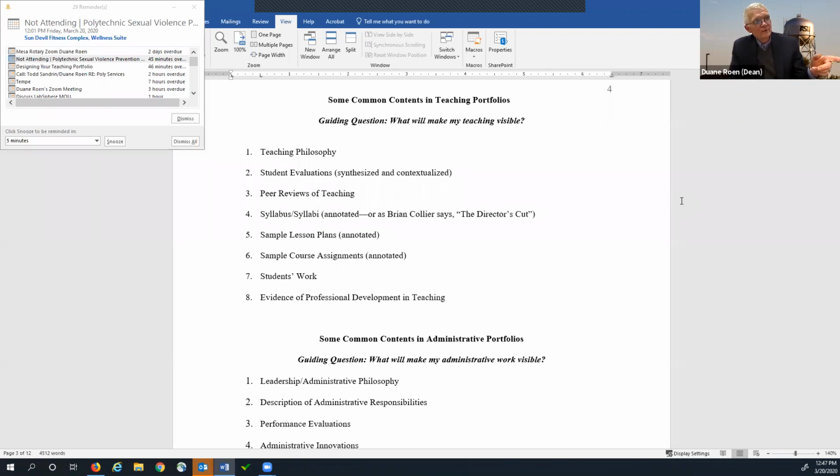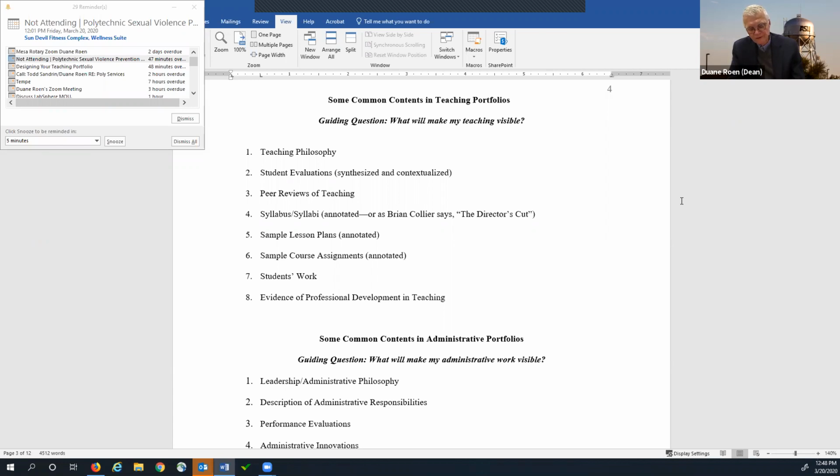And then I want to talk about number 7, growing out of number 6. So in your teaching portfolio, you have a course assignment, and then you show some students' work that was produced in response to that assignment. And by the way, if you include students' work, make sure that you get written permission from them to use it. Think worst case scenario.